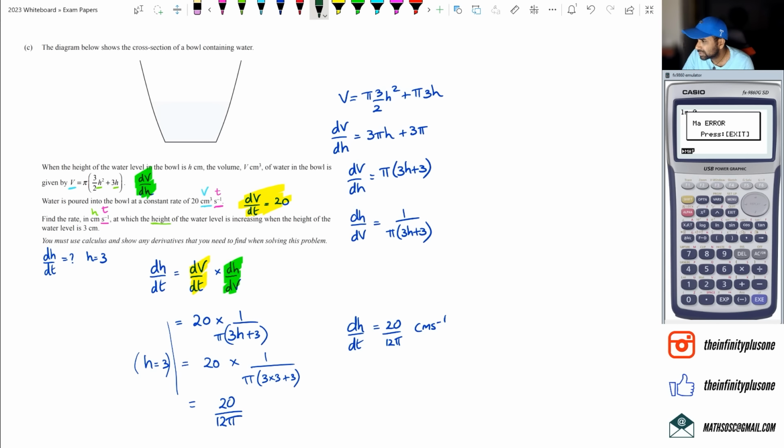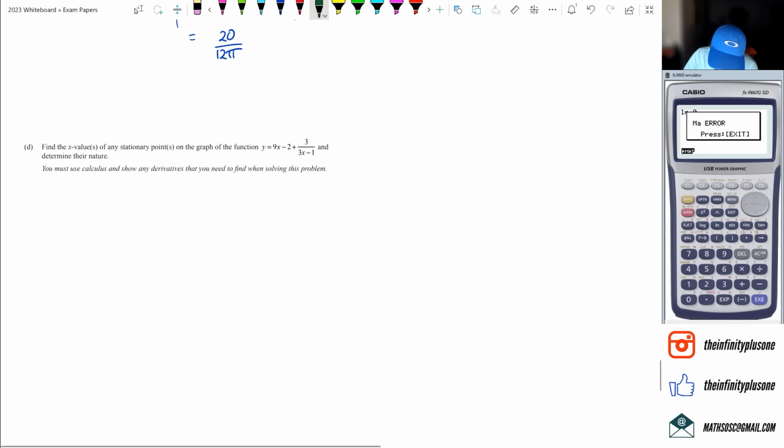Anyway, correct expressions for dV/dh and dV/dt get you an Achieved, which is basically this part and also recognizing this part here. And the final part is going to be worth the Merit. All right, so next question.